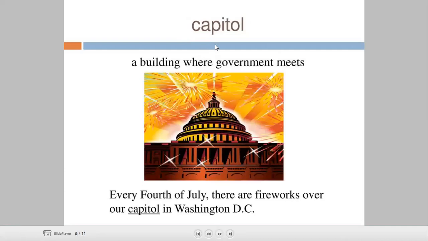And then we have capital. Capital means a building where the government meets. For example, in Washington, D.C. in America, they have the Capitol, the White House, whatever they call it. They call it the Capitol. Why? Because it's the building where the government makes all the decisions. Every 4th of July, there are fireworks over our capital in Washington, D.C.